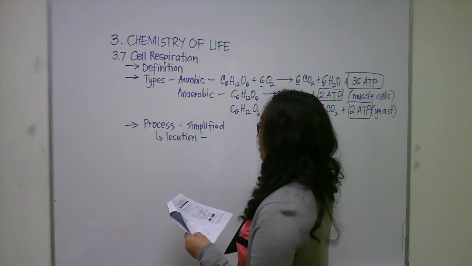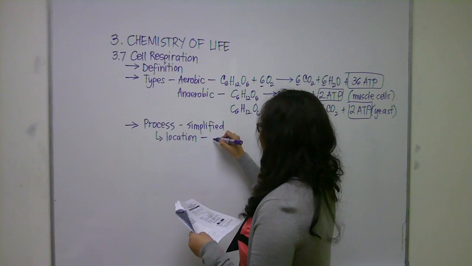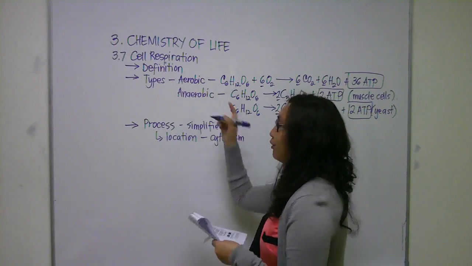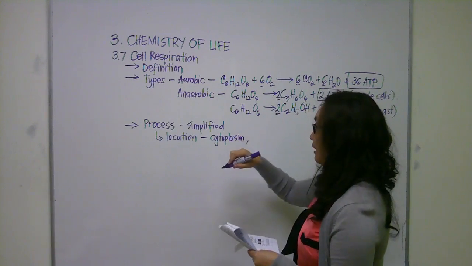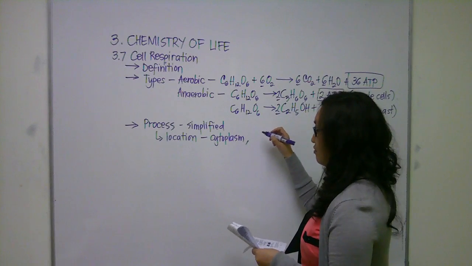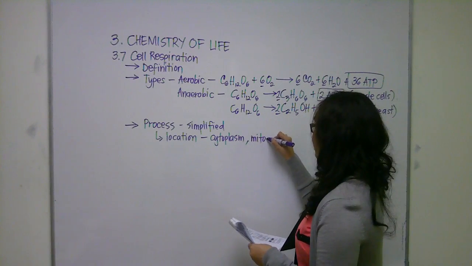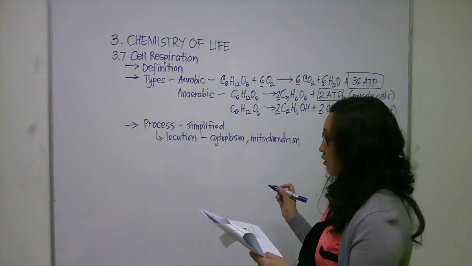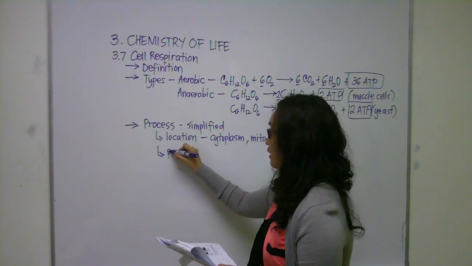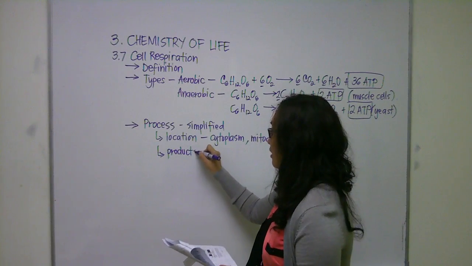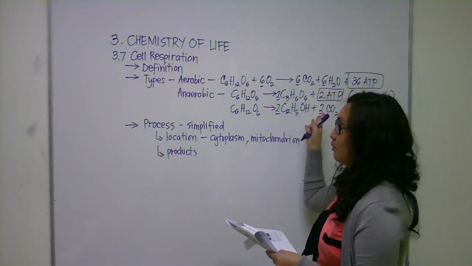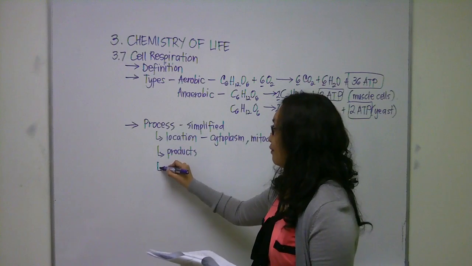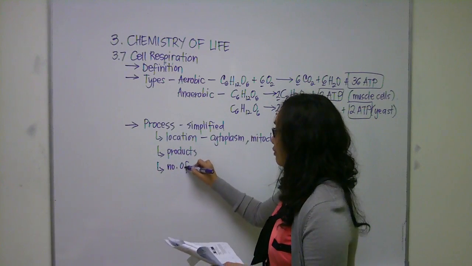Aerobic and anaerobic respiration can occur in the cytoplasm. And furthermore, aerobic respiration continues in the mitochondrion. Of course, we have already discussed their products: the difference in the products produced in aerobic and anaerobic respiration, and the number of ATP produced in each type.